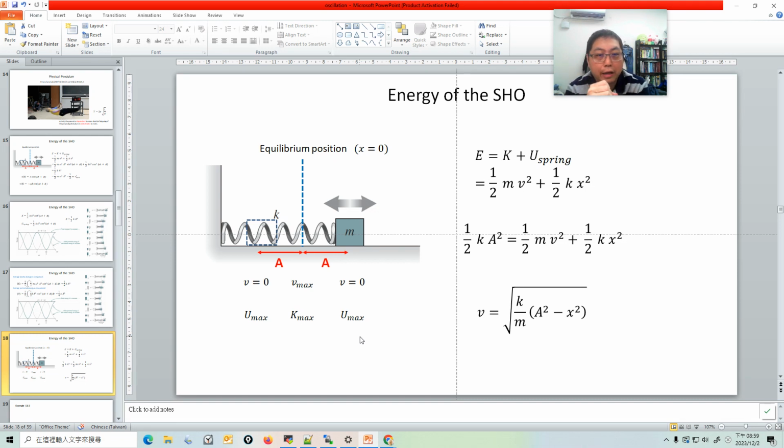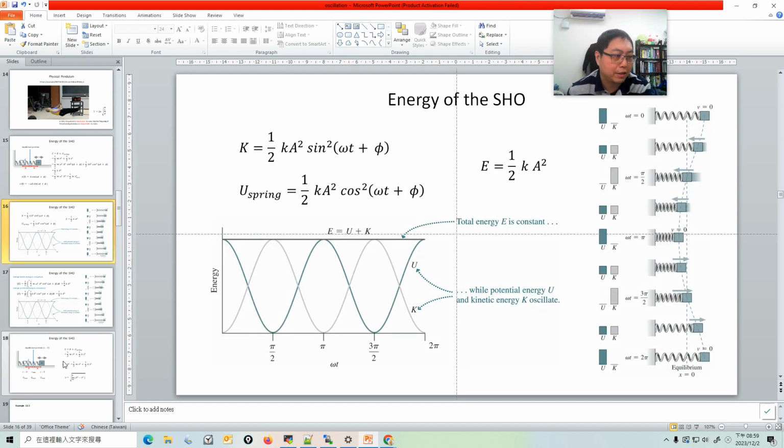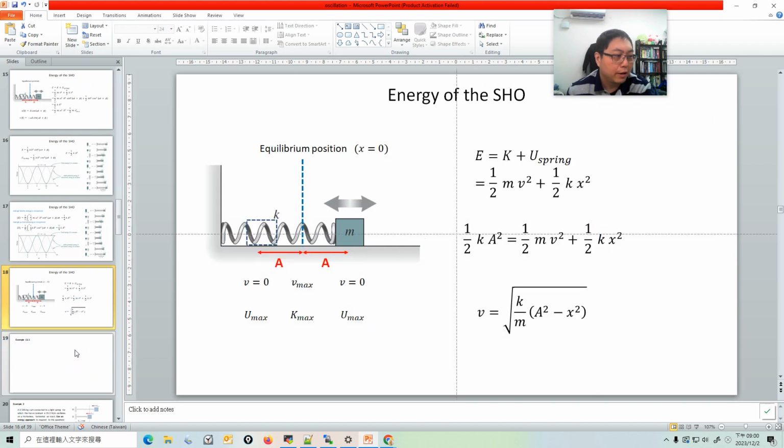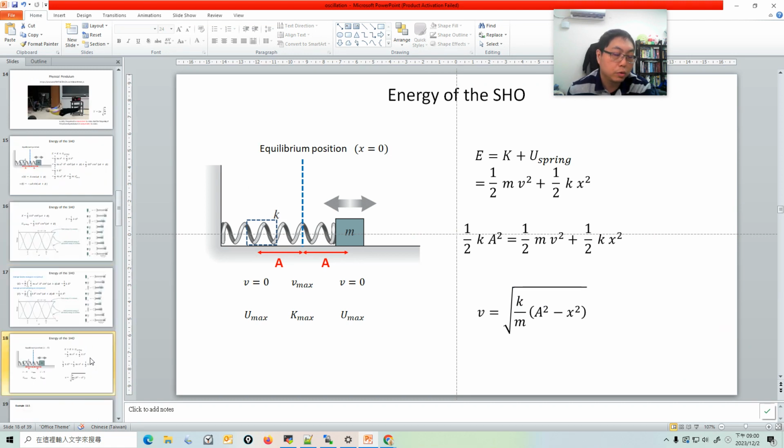At the terminal point, velocity is minimum but potential energy is maximum. At the middle point, kinetic energy is maximum but potential energy is minimum. So this is the energy perspective of simple harmonic oscillation. It's not very difficult, right? Next we are going to show one example in the textbook, and the other example just lets you use the energy approach to analyze simple harmonic oscillation.